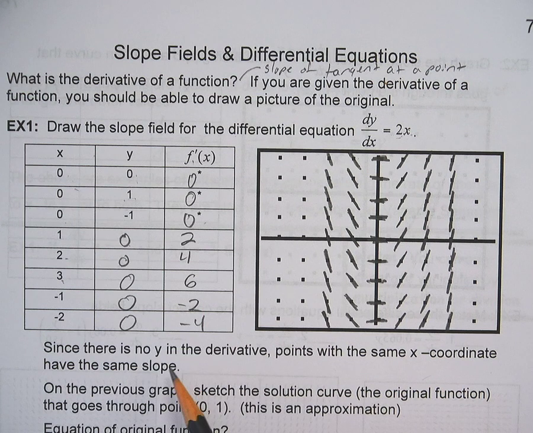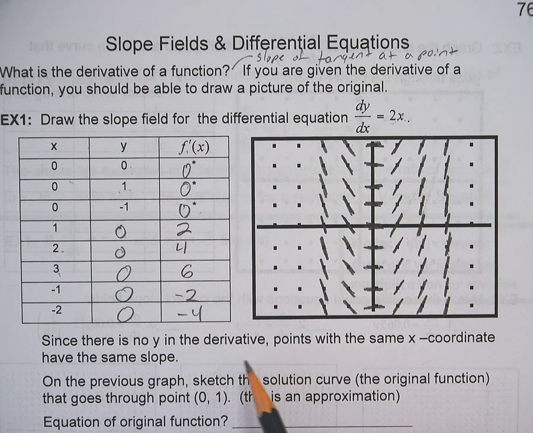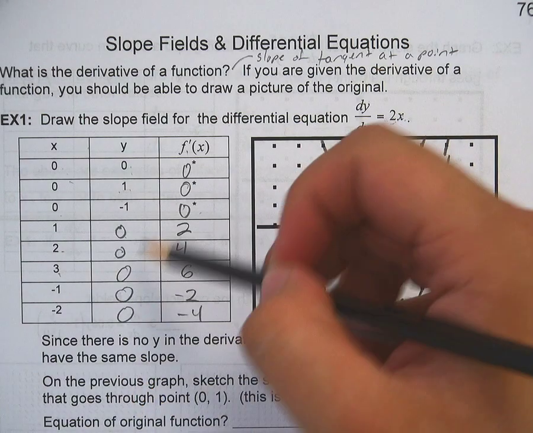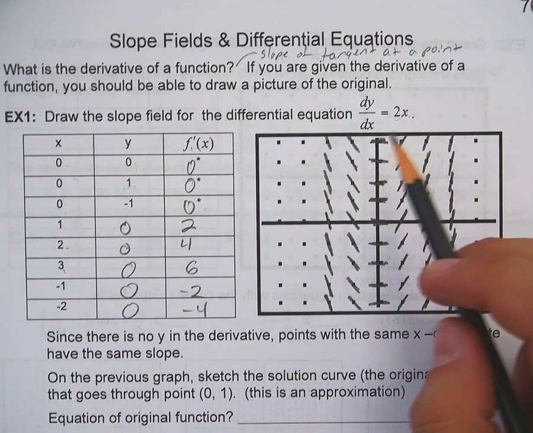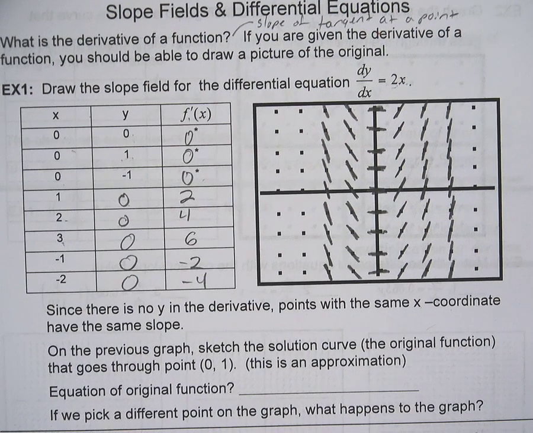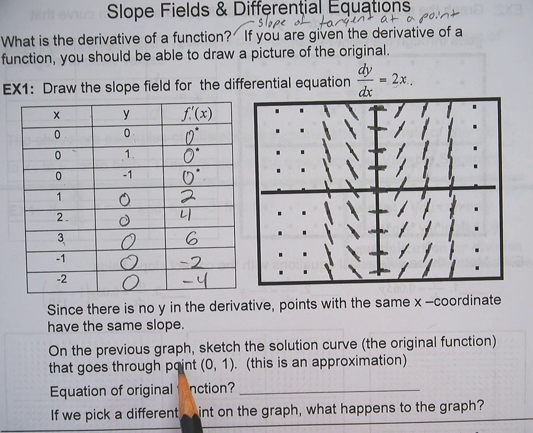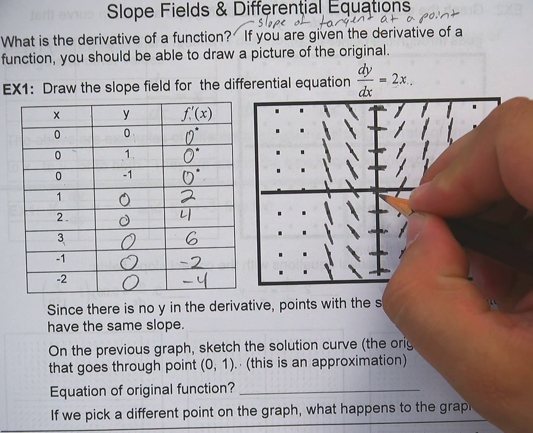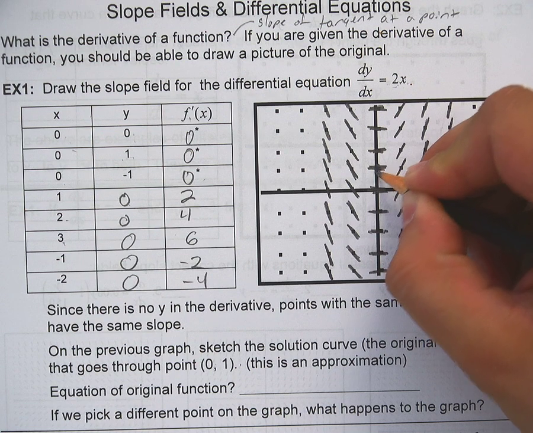Since there is no y value in the derivative, points with the same x-coordinate have the same slope. And that's what all this is. Since there's no y in here, all your x's will have the same slope. On the previous graph, sketch the solution curve, the original function that goes through the point 0, 1. Now this is an approximation, okay? So the original curve through 0, 1, that's right here.